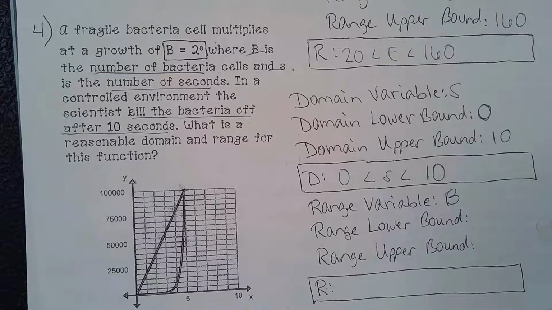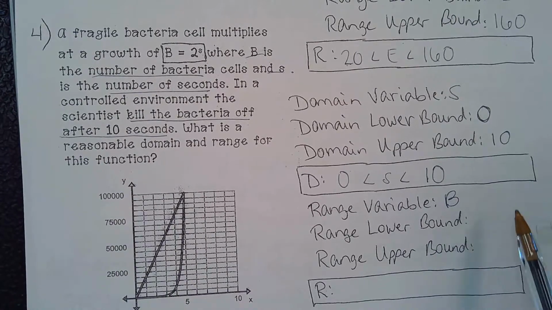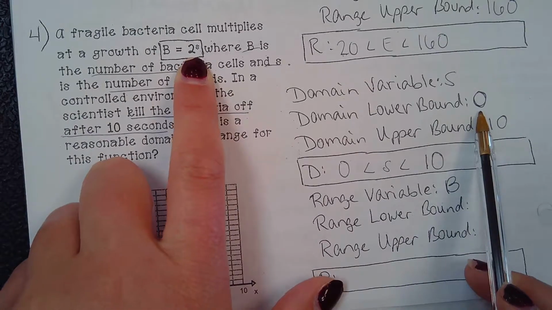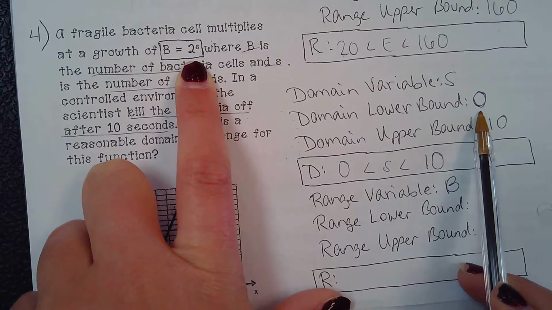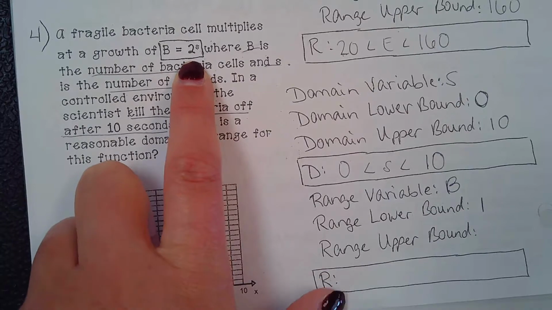So then we got to talk about our range. They don't tell us any of these things, but how could we figure it out? You could look at your graph. Or what can we do? I would just plug it in. I think that's going to be a little bit easier because this graph doesn't actually match our function. Your lower bound, if we plug in a 0, what is 2 to the 0 power? 1. Anything to the 0 power is 1.